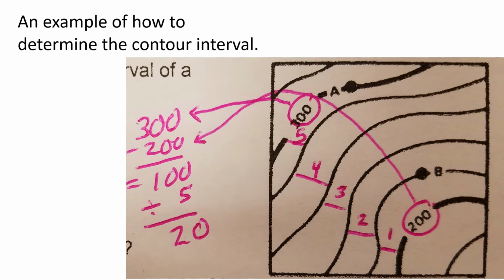Something like this. This is how you are going to have to determine the contour interval of the map, because there are not numbers on each line. And these values can change, but the process still stays the same.